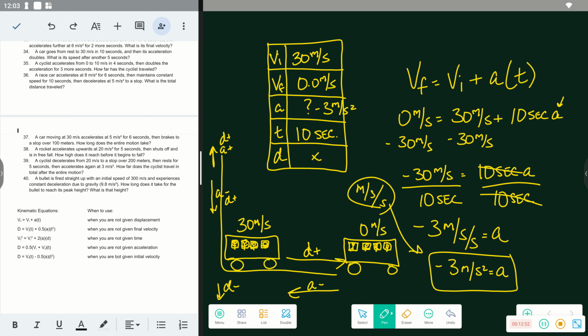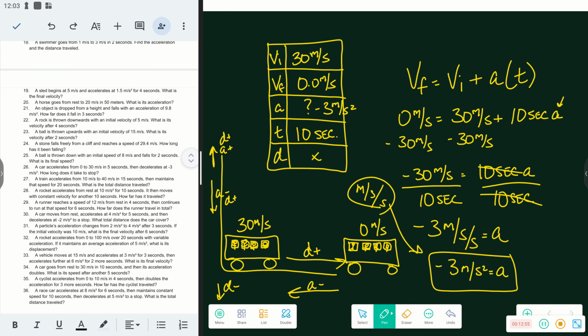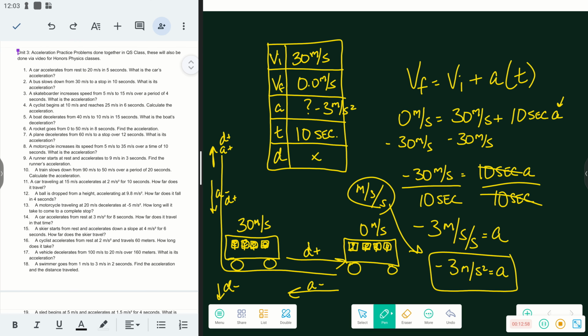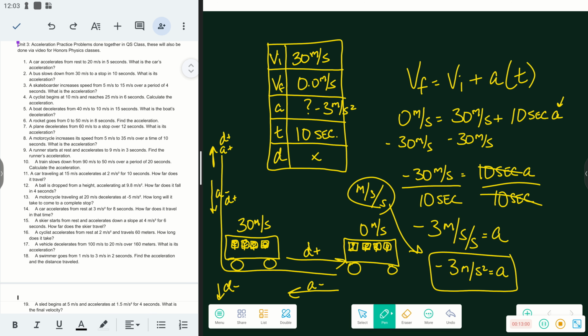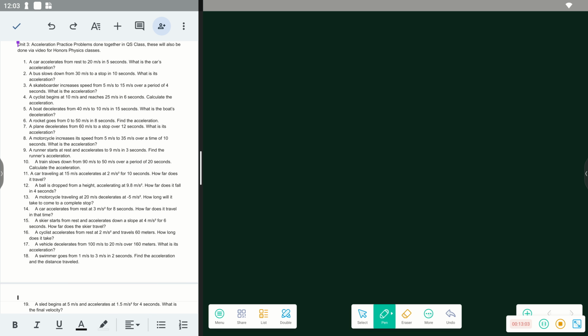All right. So let's go back. So let's do number 3. Number 3 says a skateboarder increases speed from 5 meters per second to 15 meters per second over a period of 4 seconds. Right out of the chute, what do you know that acceleration has to be? Negative or positive? Positive. Has to be positive. Velocity increases, so because the velocity is increasing, it's going to be a positive acceleration.